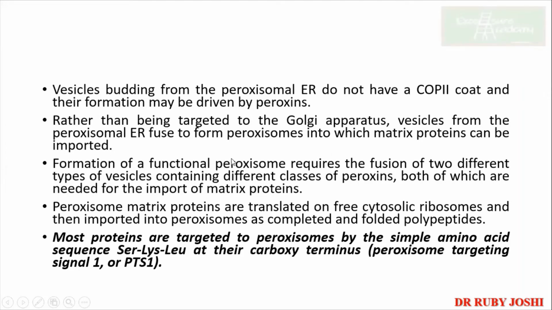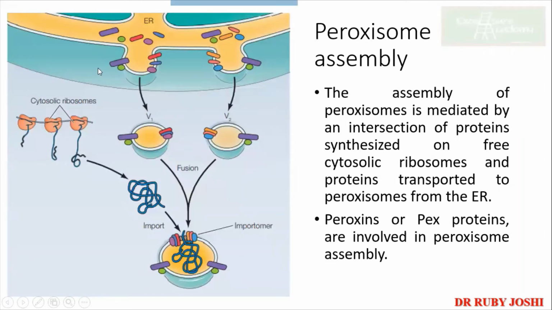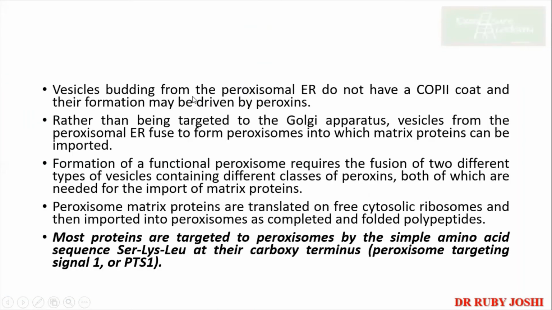तो जब हम इसको peroxisomal ER बोल रहे हैं, what does it mean? So this is a region of the ER where the peroxin proteins are concentrated. ठीक है, तो वहीं पर ही आपका vesicles bud होगा and they will form the peroxisome. So this particular region of the ER is known as the peroxisomal ER. So formation of a functional peroxisome requires fusion of two different types of vesicles having the peroxins, okay? Now, peroxisome matrix proteins are translated on free cytosolic ribosomes and later they get imported into the peroxisomes.